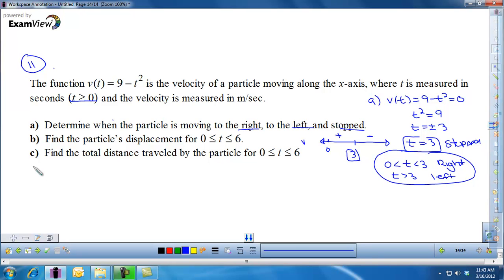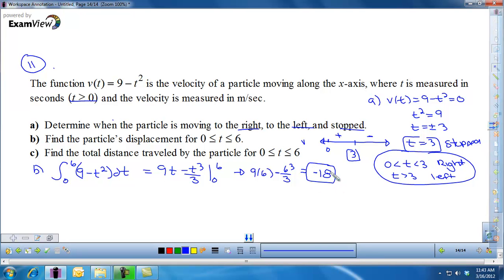Okay. Part B says, find the particle's displacement. So the particle's displacement is just the area under the curve from 0 to 6. So I'm going to have 9t minus t cubed over 3 from 0 to 6, which is 9 times 6 minus 6 to the third over 3. And that is negative 18. So basically what that means is that the particle ended up 18 spaces to the left from where it started.